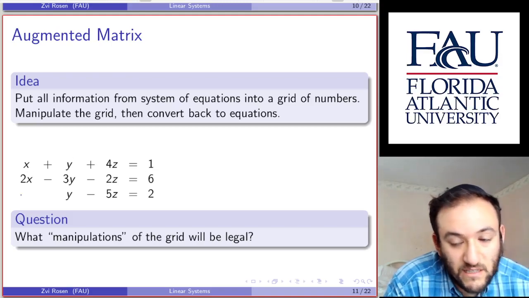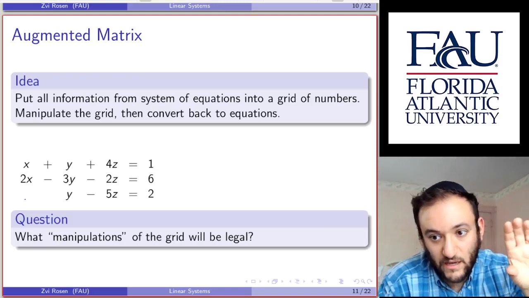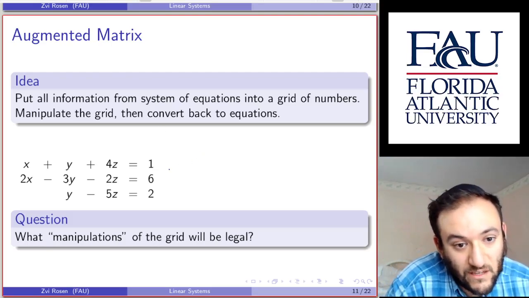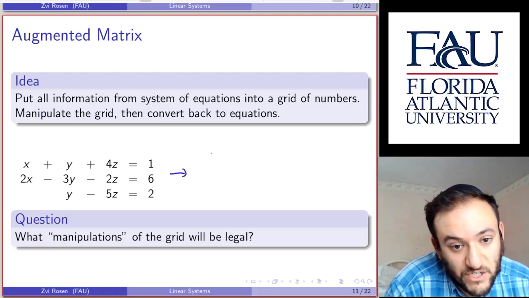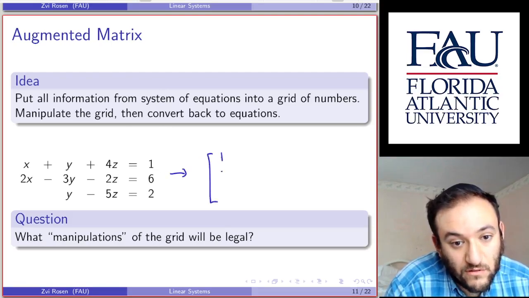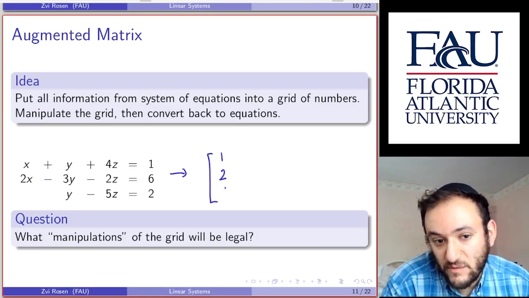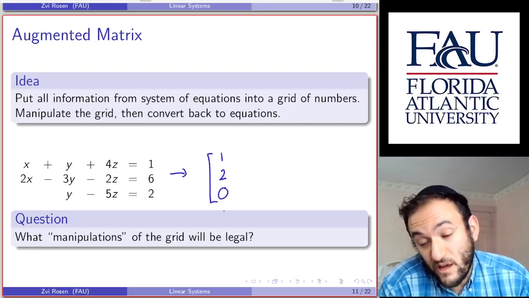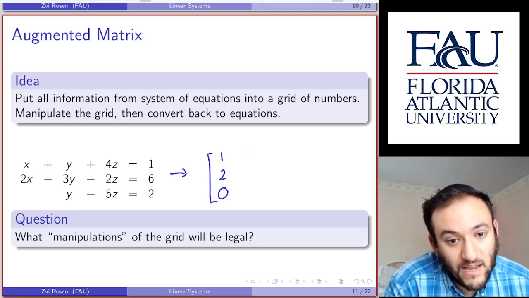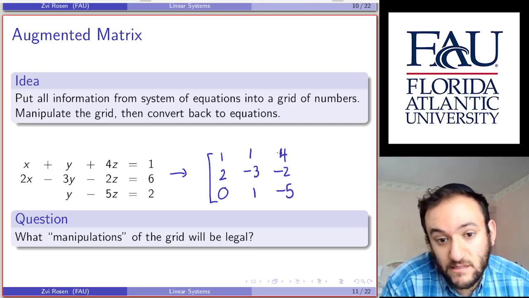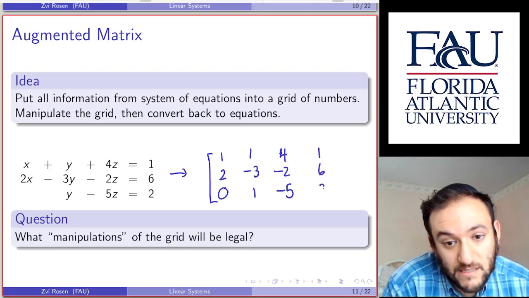So how do we do this? It's really simple. You basically line up variables in columns and the constants on the other side of the equation, and then you just take all of the coefficients. So I have 1 and 2 as the coefficients of x in the first 2 equations. The last equation has no x, so I put a 0 there, because it's as if x is multiplied by 0. Next, I have 1, minus 3, 1. Next, 4, minus 2, minus 5. And now I take the constant terms, 1, 6, and 2.